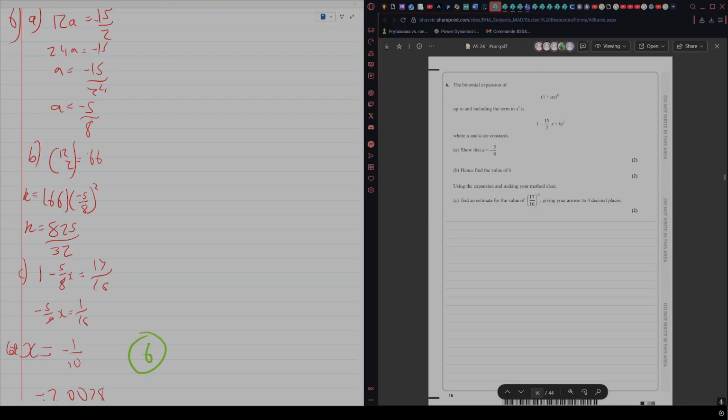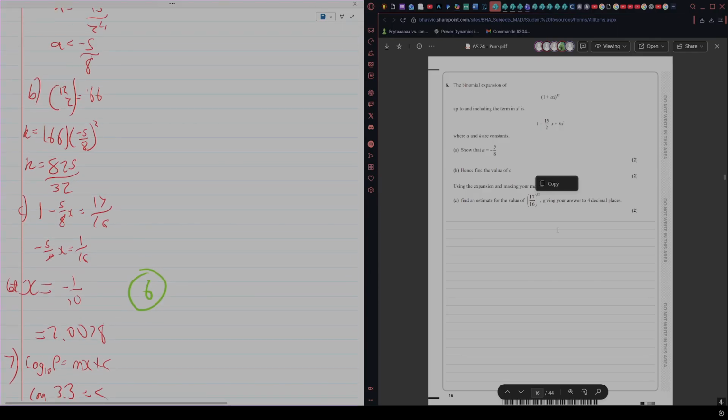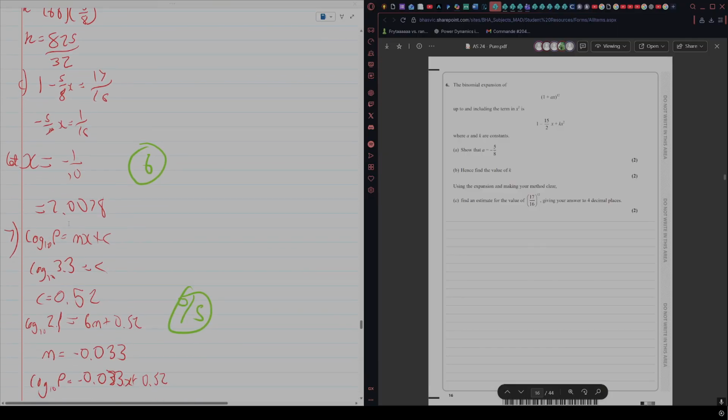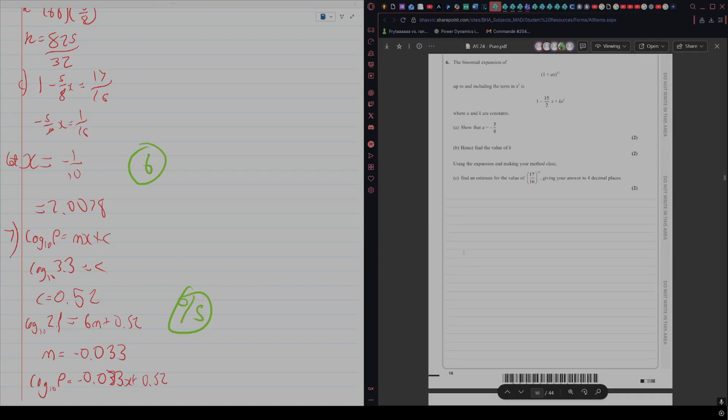And then you have to estimate the value of 17/16 to the power of 12. So you set 1 minus 5/8 x equal to 17/16. Find x, so that's what you substitute. Then you substitute 1/16 into your expansion here, and that's your approximation.